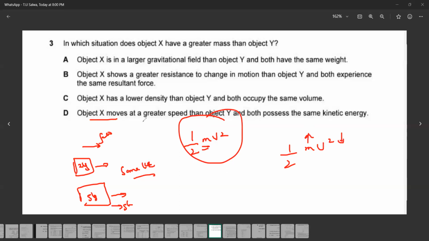But they're saying object X moves at a greater speed. So if it is moving at a greater speed, it means it is lighter, not heavier. So B is the right answer. Is it clear, this one?